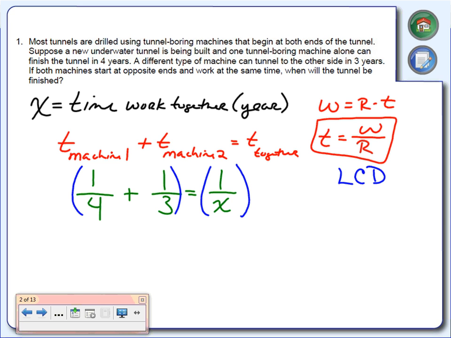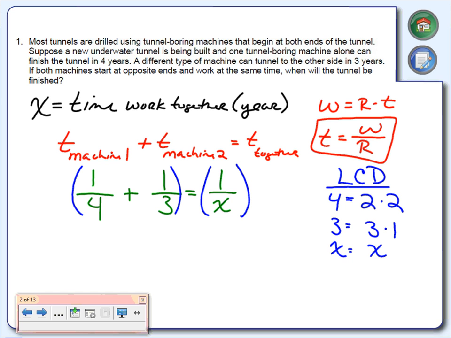So we're going to take all the denominators, which are the 4, the 3, and the X. Those are the 3 denominators. And we're going to find all of their prime factors. So 4. What are the prime factors of 4? 2 times 2. 2 times 2 is 4. What about the prime factors of 3? 3 times 1. What about X? Just X. So these are the prime factors of each of our denominators.